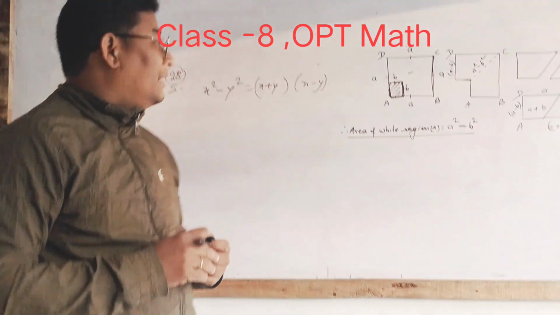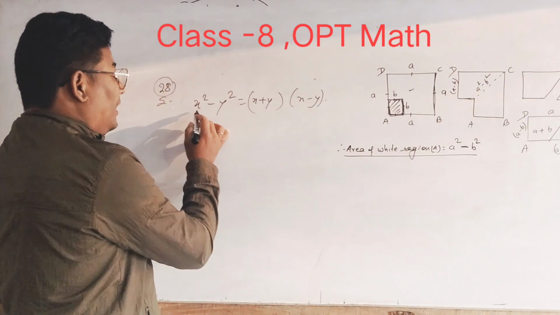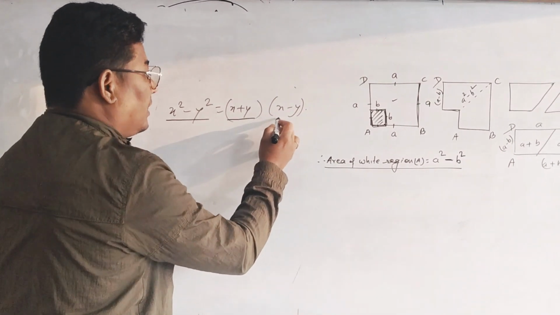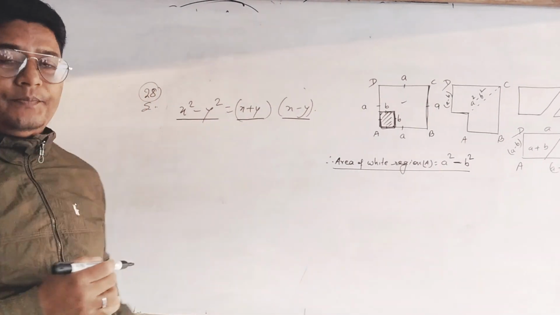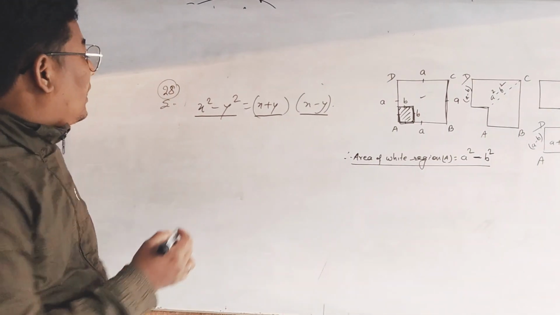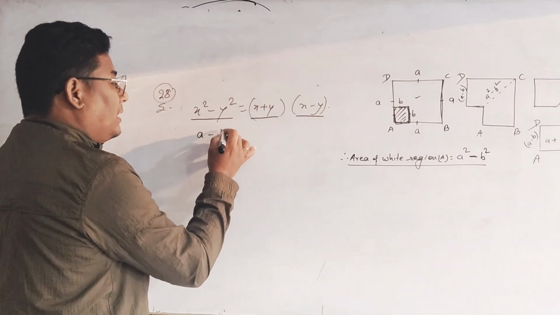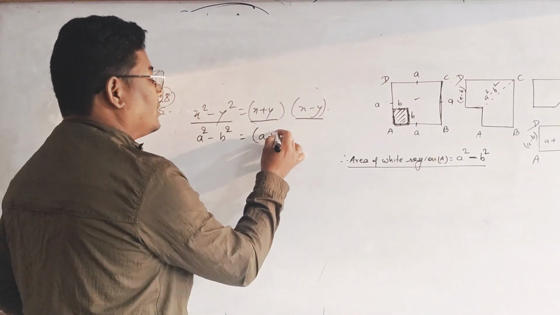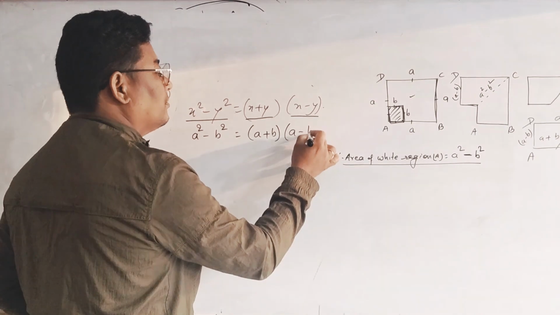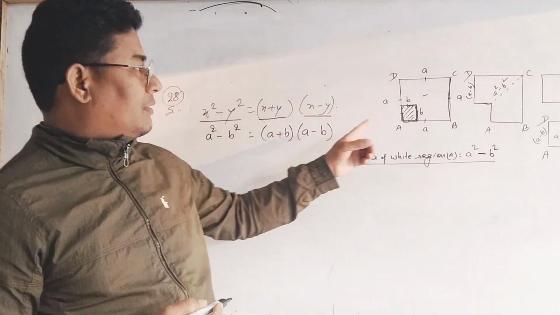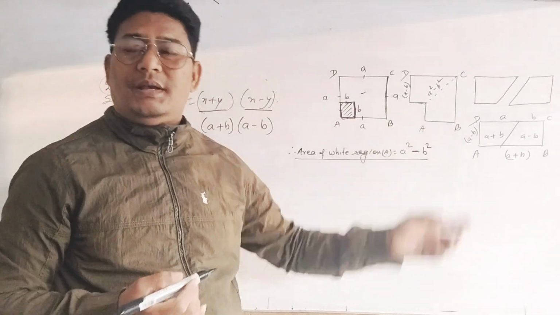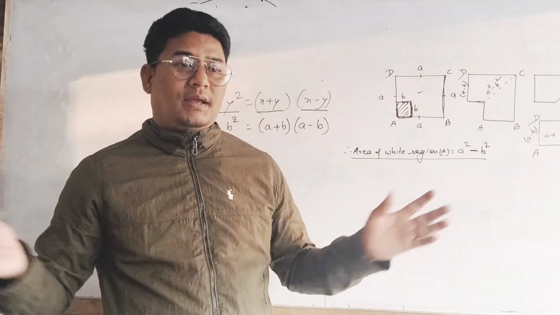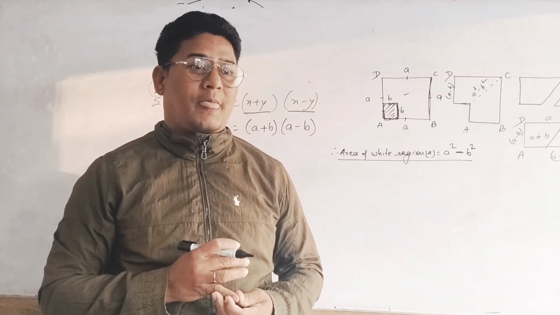You have to prove x square minus y square equals x plus y into x minus y. In place of x, we can use a square minus b square also equal to a plus b into a minus b. Why have I written that? Because I have already written a and b. In place of a and b, you can write x and y also, m and n also, any letter you can suppose to write. Clear?